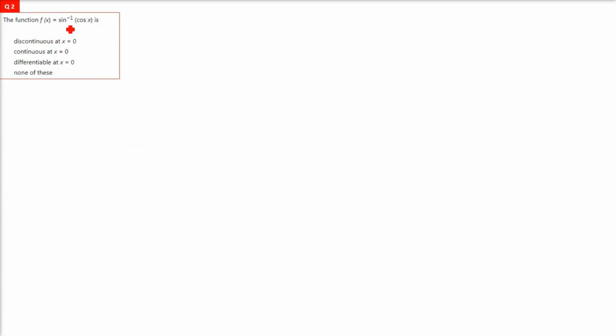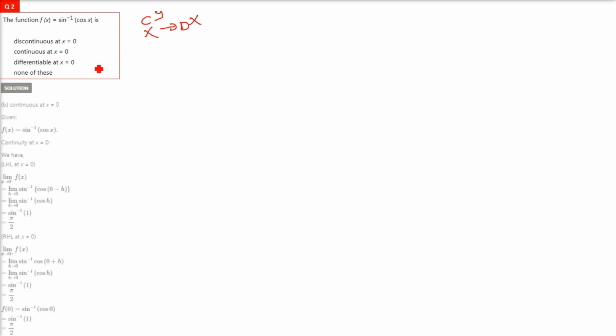The function f(x) equals sine inverse cos x is discontinuous at x equals 0, continuous at x equals 0, differentiable at x equals 0, none of these. So see, differentiability needs to be checked only after you have checked for continuity. But if you have checked directly for differentiability, and if it is differentiable, you don't need to check it for continuity, because it will obviously be continuous. Alright. So we have this function f(x) equals sine inverse cos x.